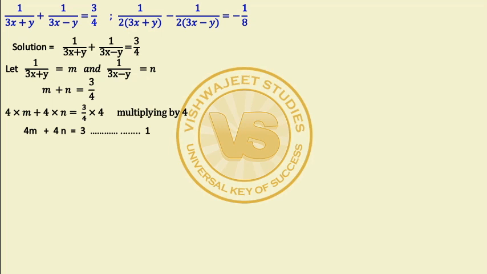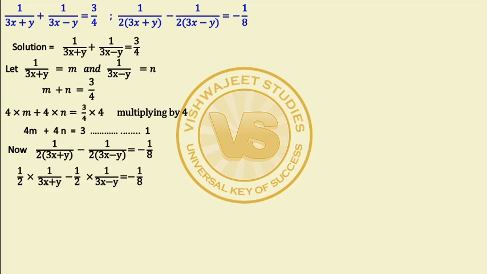Now write the next equation, that is second equation, as 1 upon 2 into 3x plus y bracket complete minus 1 upon 2 into the bracket 3x minus y bracket complete is equal to minus 1 upon 8. We can write each term into the multiplication form as 1 upon 2 into 1 upon 3x plus y minus 1 upon 2 into 1 upon 3x minus y is equal to minus 1 upon 8.